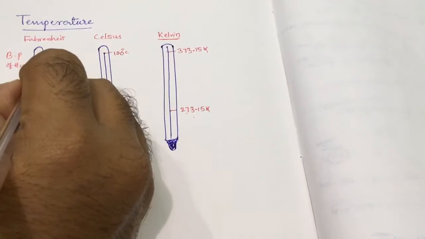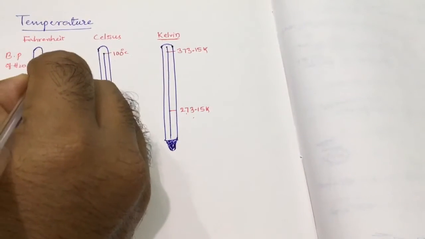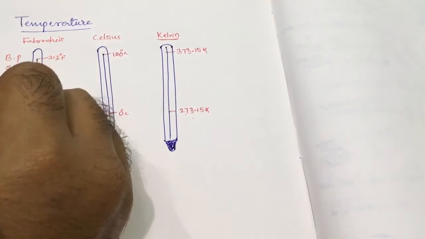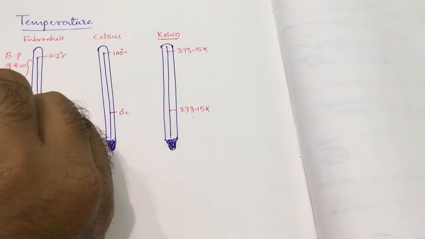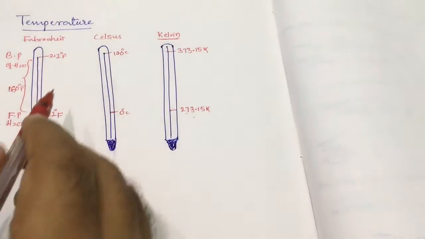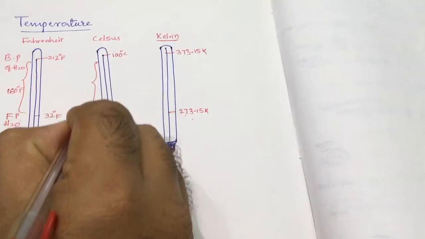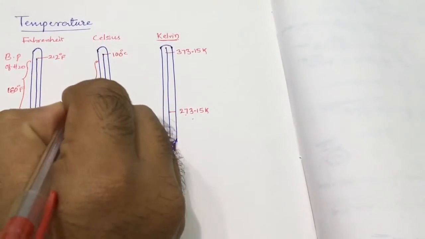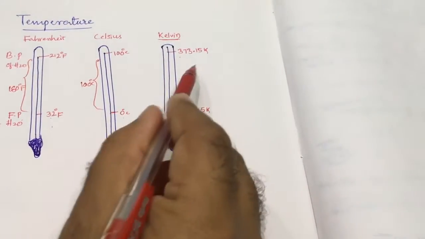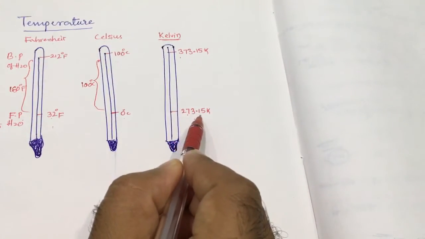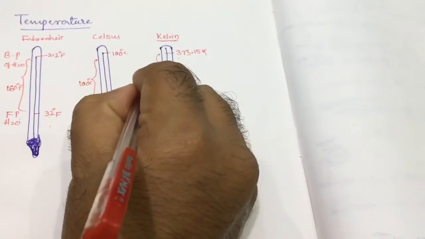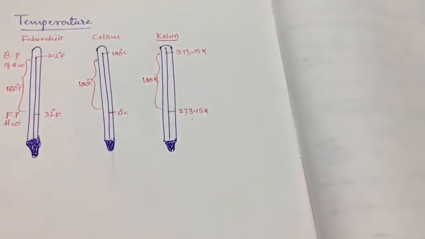Now this 212 and this 32, the difference, you calculate, is 180 degrees Fahrenheit. This difference is very well known, 100 minus 0, that is 100 degrees Celsius. 373.15 and 273.15, the difference is also 100 Kelvin.